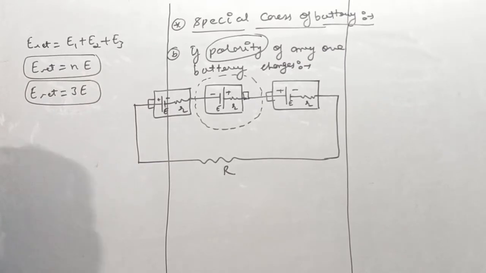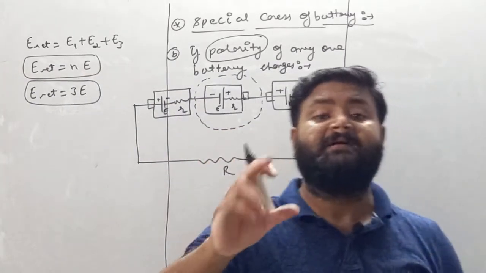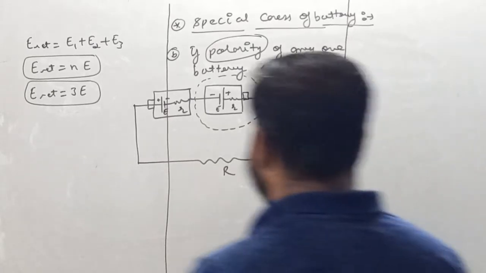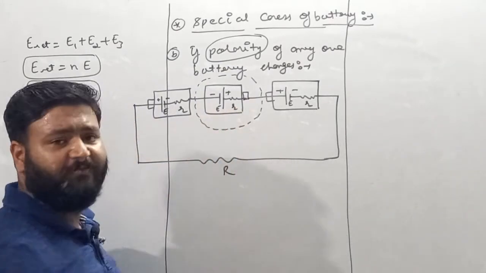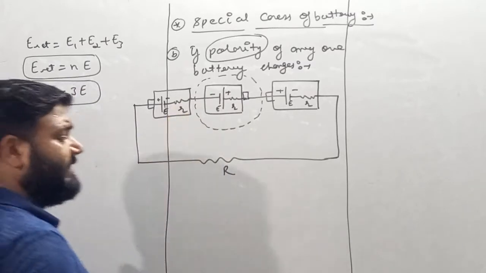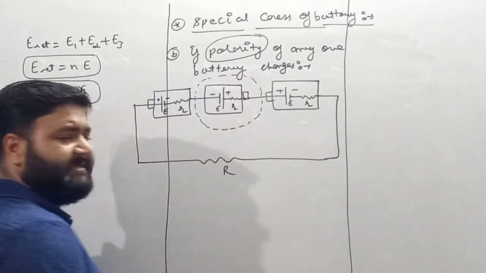This is the value of E net if all the batteries are connected in the right way. If all the batteries are connected in the right way, then E net becomes equal to 3E, my dear student. But here I'll make a mistake in the connection of one battery. I'll change the battery polarity. Now let's check it out. What happens if one battery's polarity is changed?